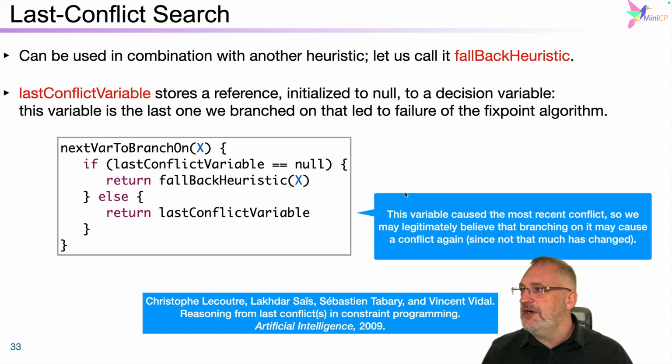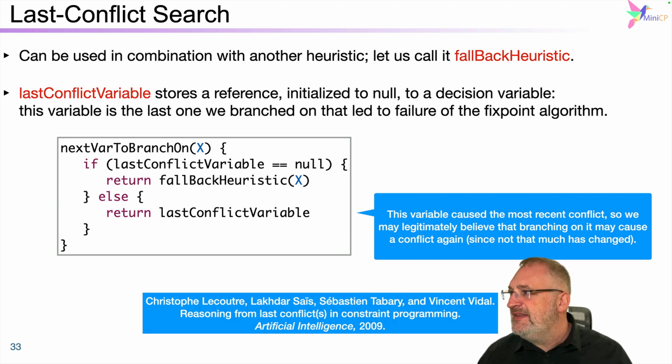Last conflict search is based on a simple idea. It's something that you use together with another heuristic, right? And let's call the other heuristic the fallback one. It could be MinDom, it could be WDEG, it could be impact-based search, activity-based search, it doesn't matter. We have another heuristic that we're going to use. That's the one that does most of the work. But this one is overlaid on top.